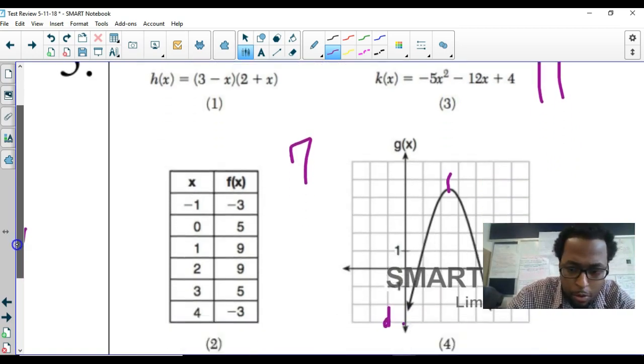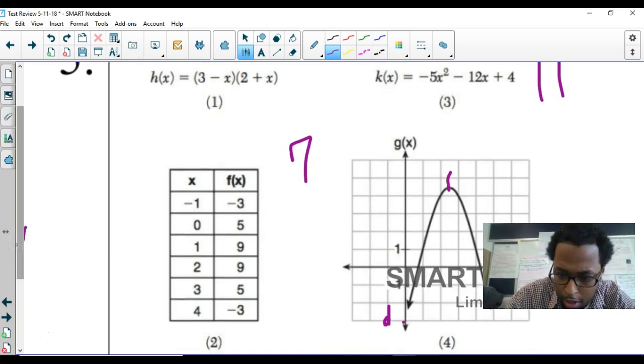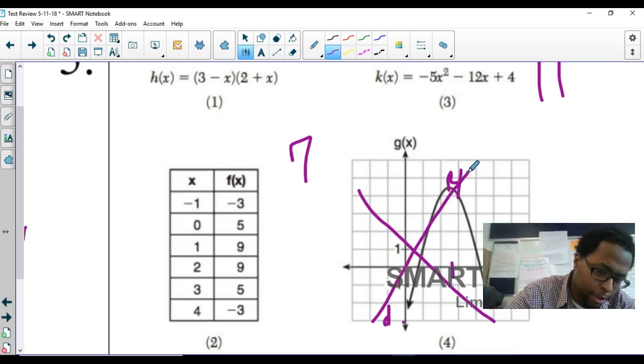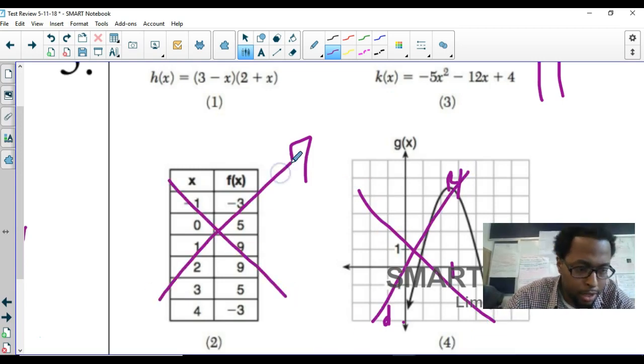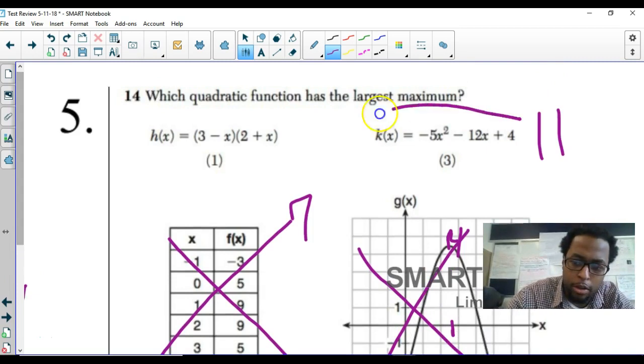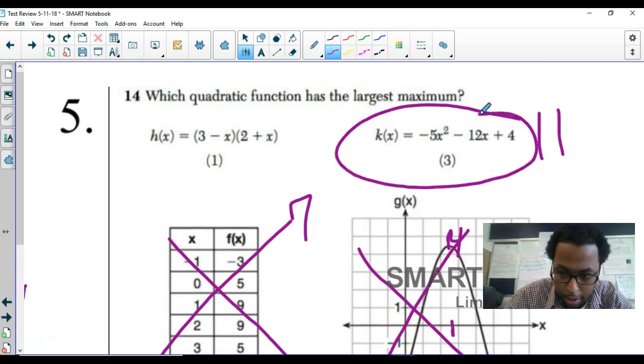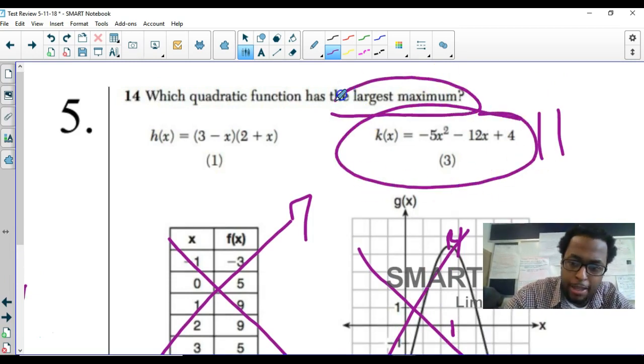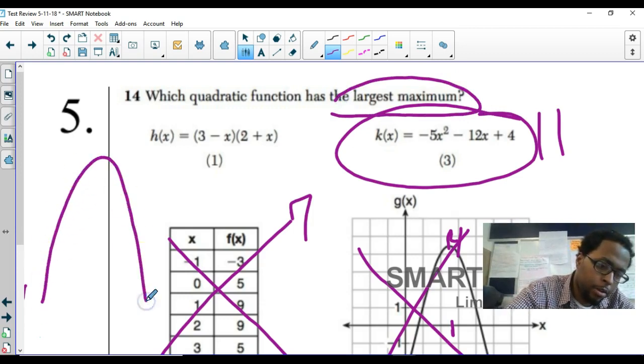We did that one, that didn't work. And if we look here, our vertex is 1, 2, 2.5, 1, 2, 3, 4. So it's not 4. In this case, we kind of did it not 7. So our answer choice is going to be 3, which is right around 11. Okay. And again, we're looking for the largest maximum. So we want to see what's the highest point.